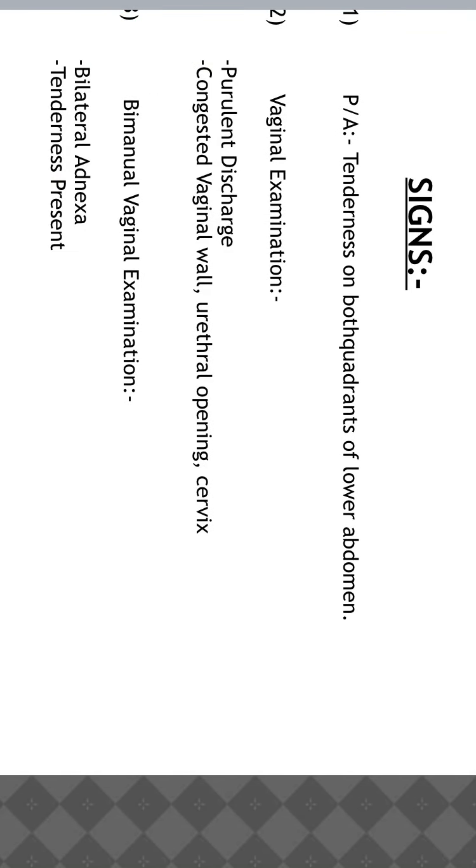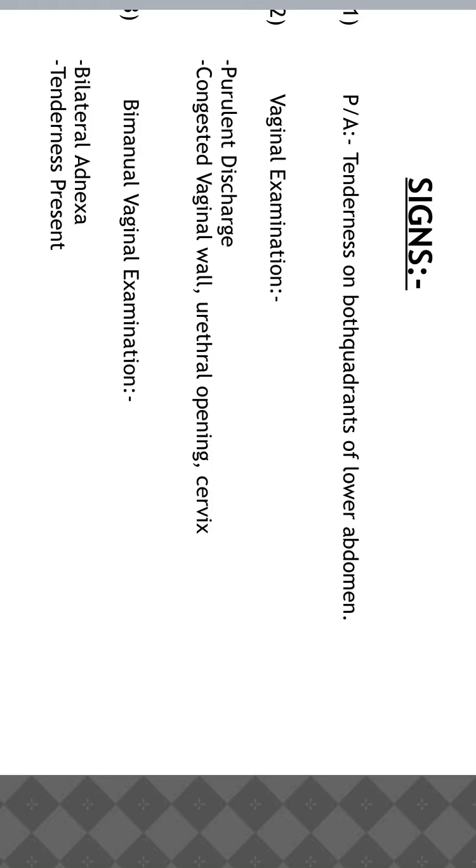Signs. How can you confirm? Per abdomen, there is tenderness on both quadrants of the lower abdomen. On vaginal examination, PID always starts with vaginal infection, and then gradually the organisms grow upwards into the upper genital tract. So patients mostly have vaginal infection along with PID, so they have purulent vaginal discharge, and a congested vaginal wall, cervical opening, and urethral opening.